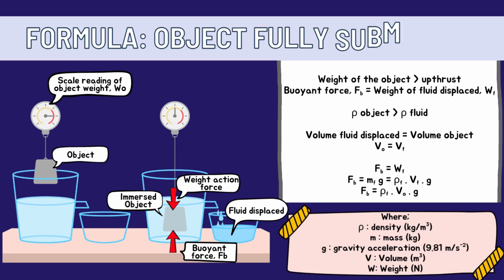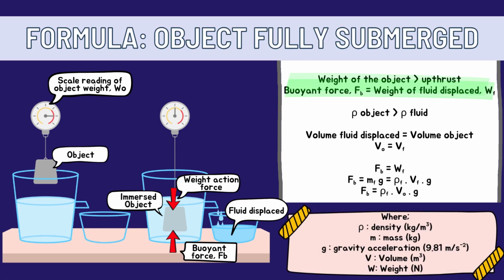For an object that is fully submerged in a fluid, the buoyant force, Fb, is equal to the weight of the fluid displaced. Mathematically, this can be written as Fb equals the density of the fluid times the volume of the object times the gravitational acceleration. This formula allows us to calculate buoyant force directly.